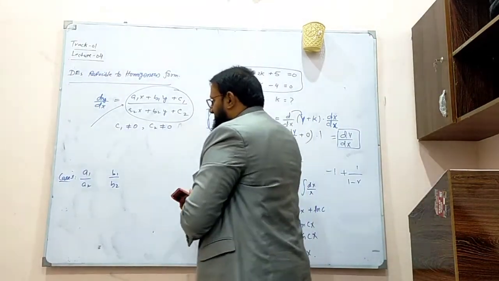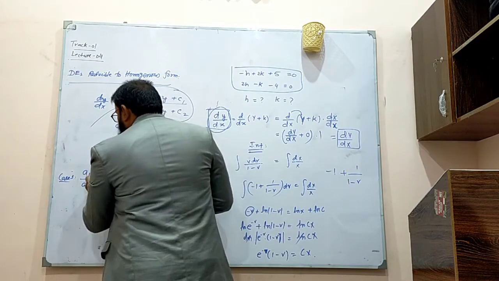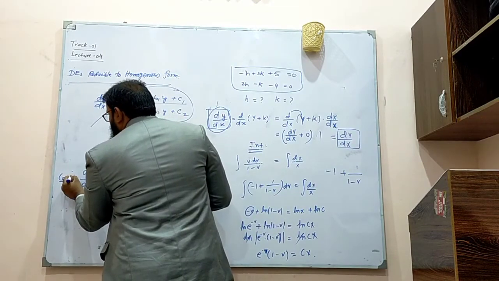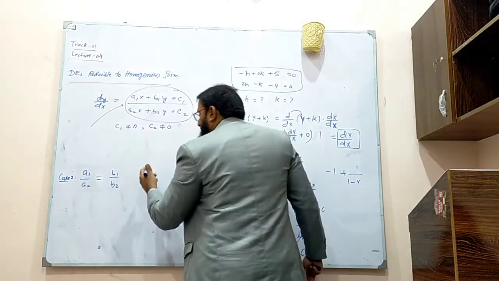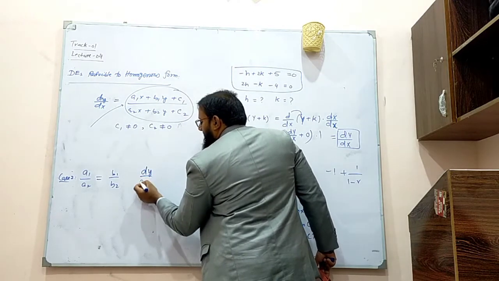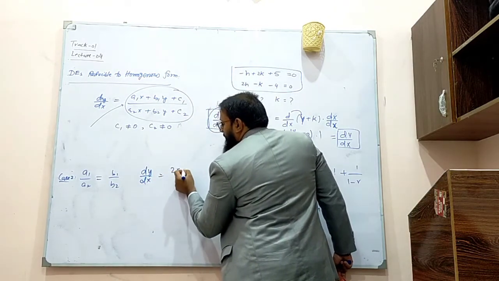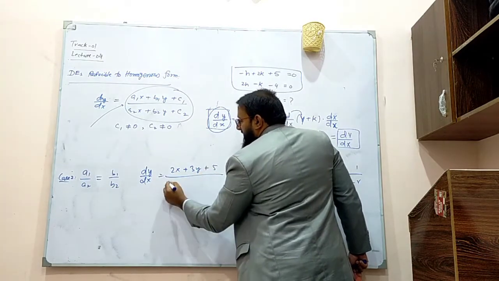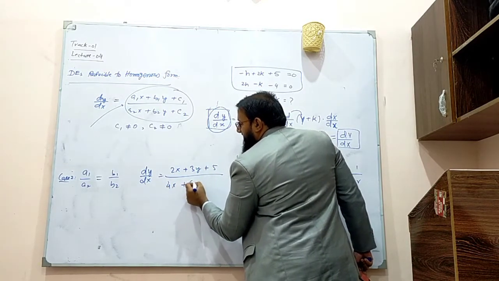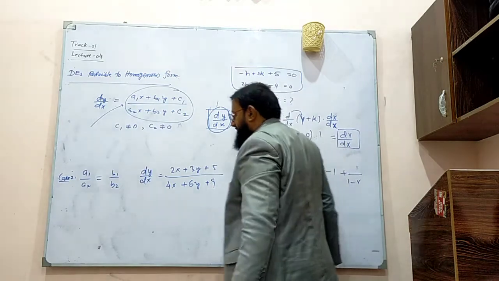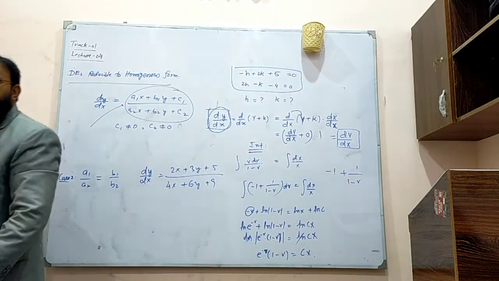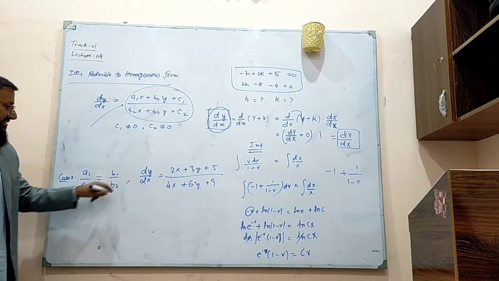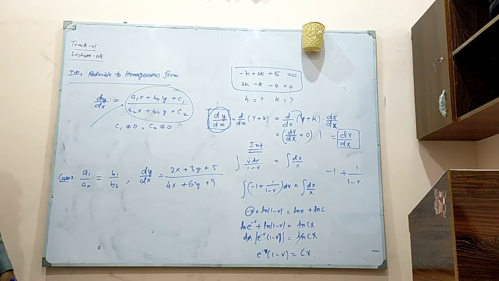So the case is when these ratios are equal, same, and we have this to be case 2. Now I am writing my own equation. Let's say dy by dx equals (2x plus 3y plus 5) over (4x plus 6y plus 9). So you can see that this is not homogeneous, but it can be reduced to homogeneous.